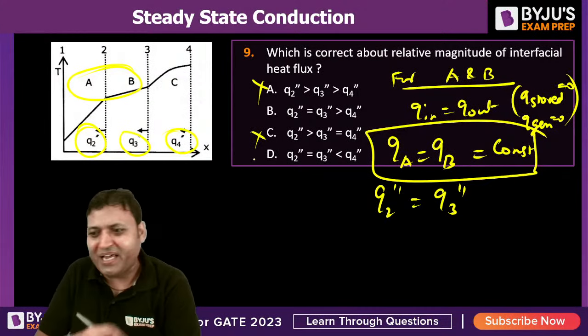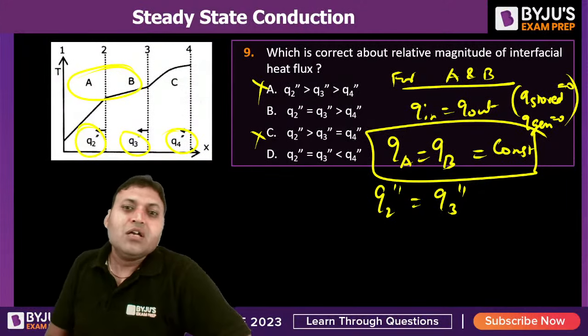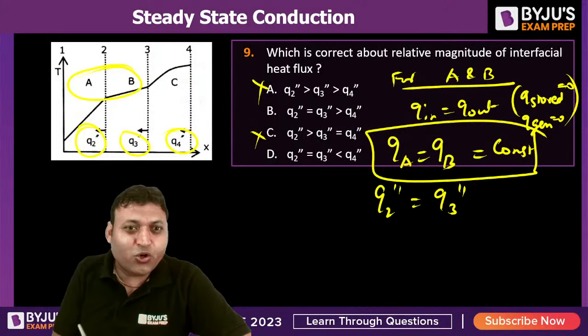A and C cannot be correct. What about B and D? So now we need to develop a relation with Q4 double dash.